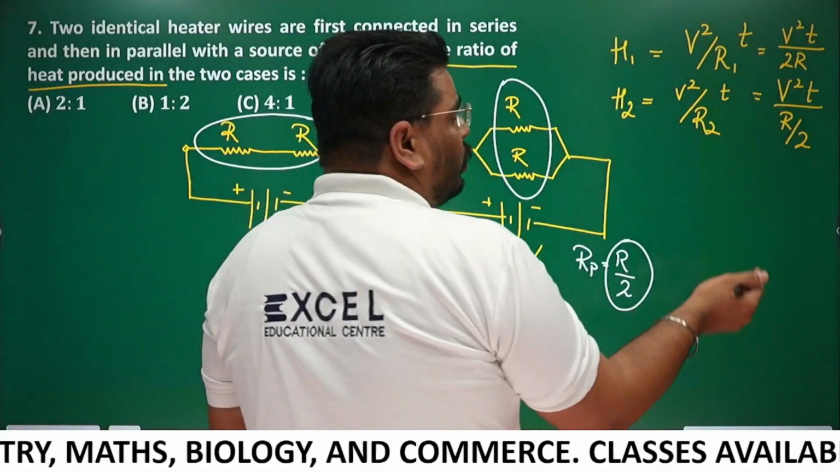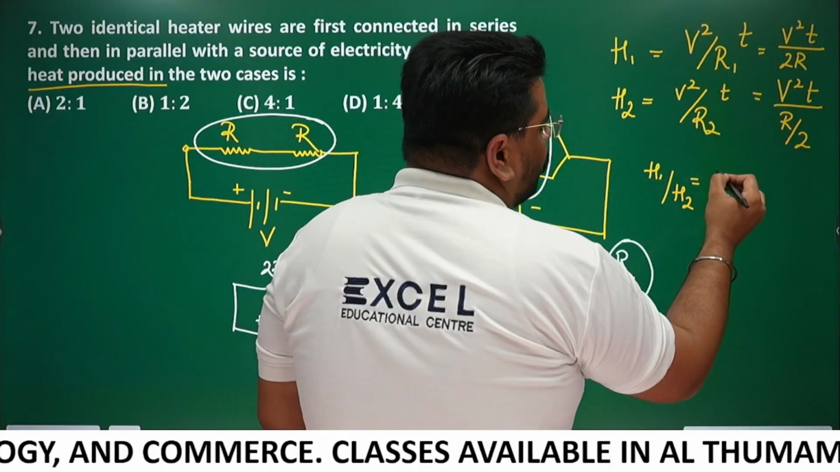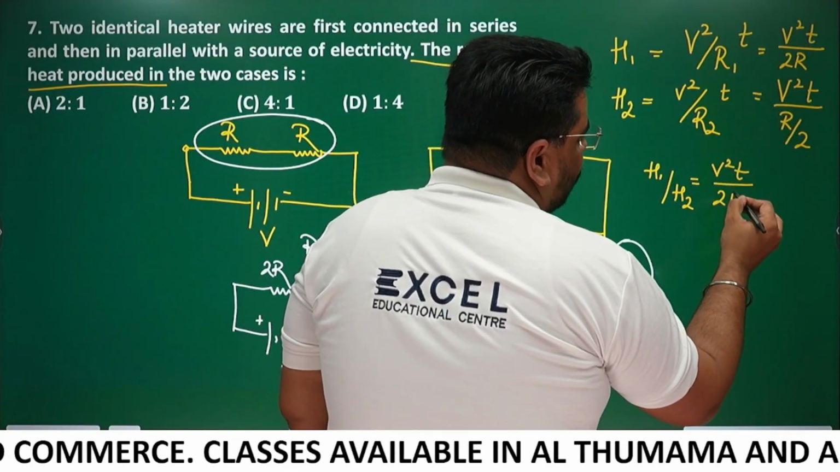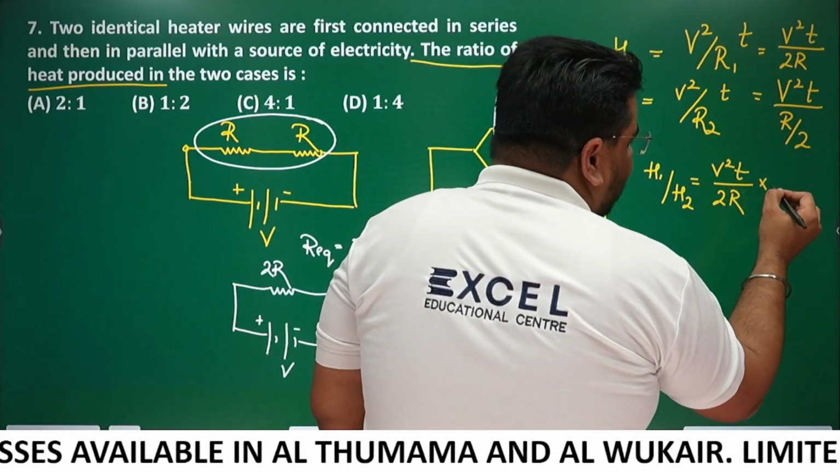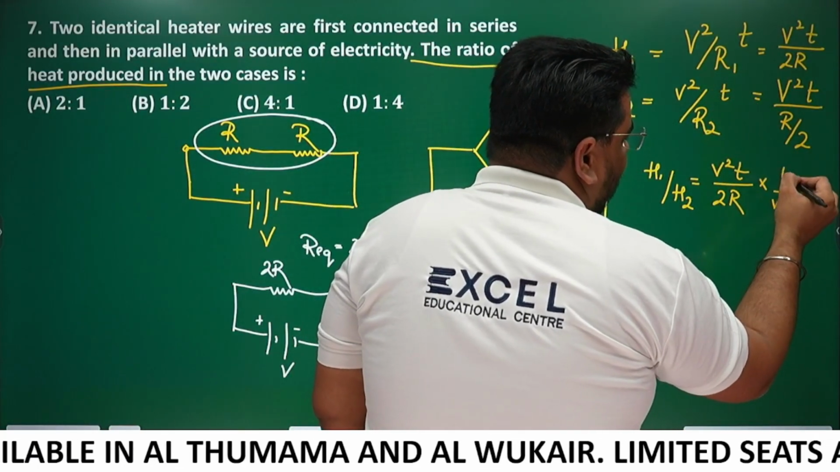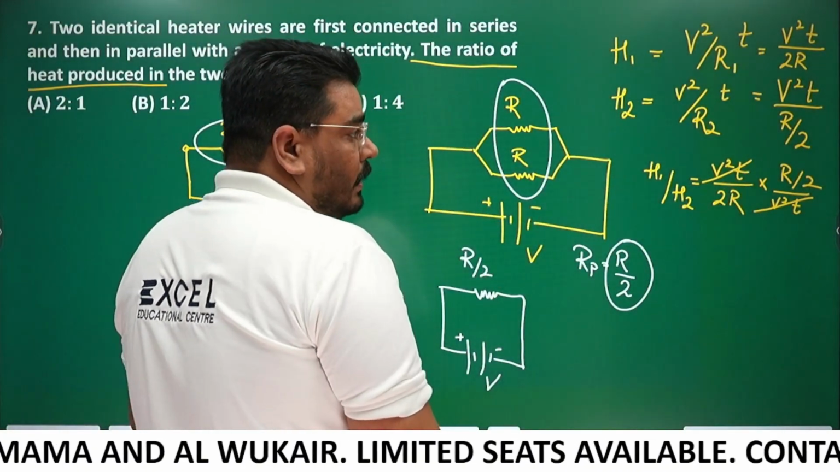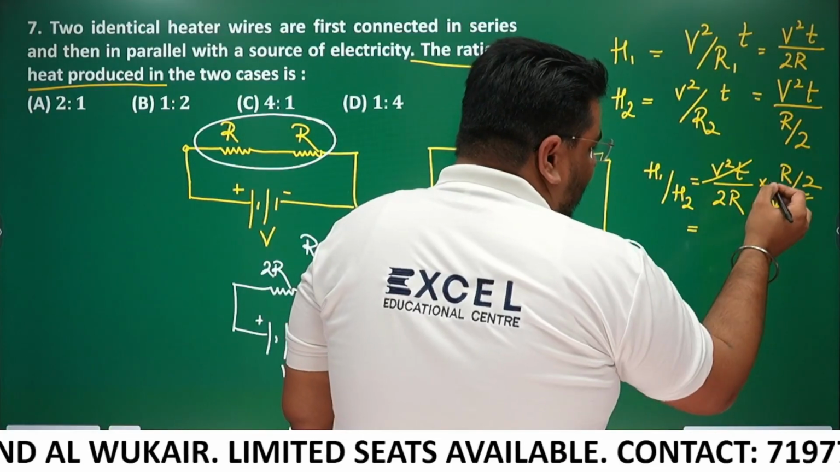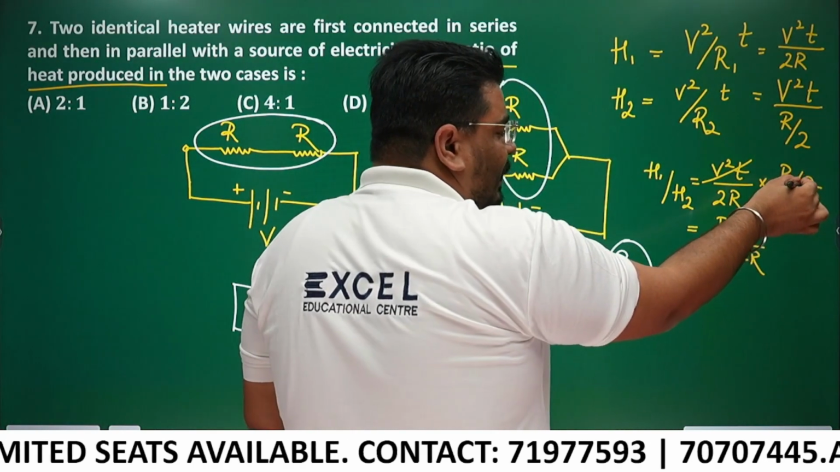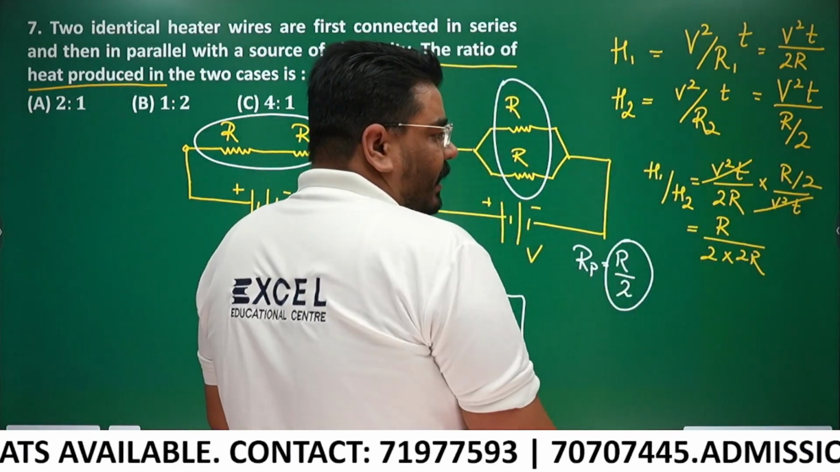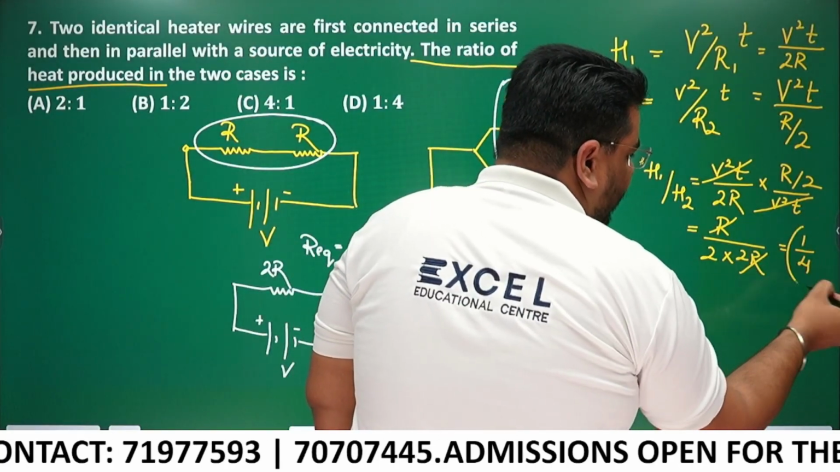Now they are asking the ratio. I hope we are good with this part. H1 divided by H2, V square T by 2R. Now dividing with this, the denominator will jump to the numerator. We can write it down as V square T R by 2. V square T cancelled. Happy news. Now we are left with R by 2 into 2R, because the denominator of the numerator will jump to the denominator. R also got cancelled. 1 by 4 is the result.